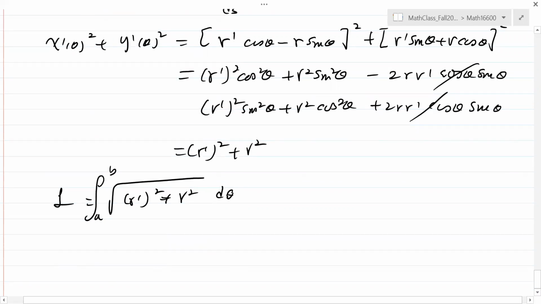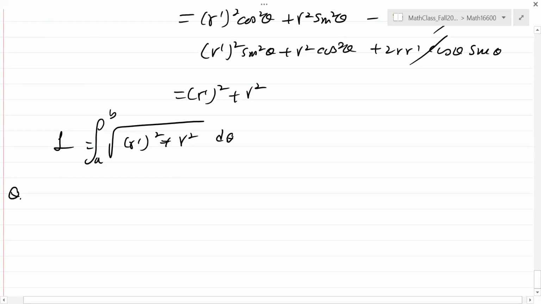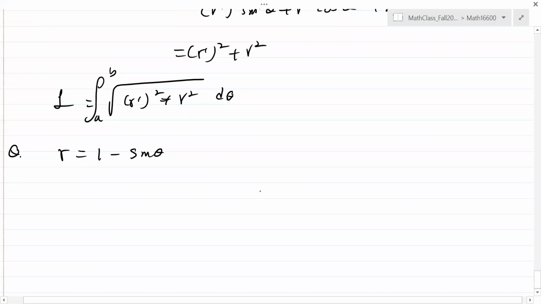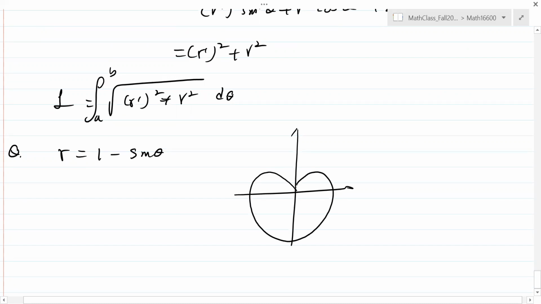So what do we need? Let's look at the example. This is my favorite example: r equals 1 minus sine theta. We want to know the parameter range for this. We get a complete curve if theta is between 0 and 2 pi. Sometimes be careful: for some curves you find theta between 0 and pi is enough to get the whole curve, but this one you need from 0 to 2 pi.